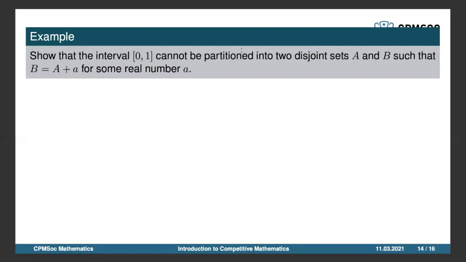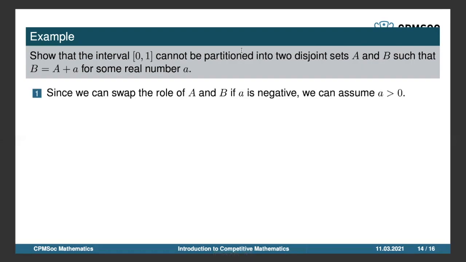So the first step here would be to look around, explore, and see that there is a way that we can force the role of certain parts of this. We've got two sets, we can force one of them to be in a particular form, which may help us later on. So instead, we can assume that A is greater than 0.